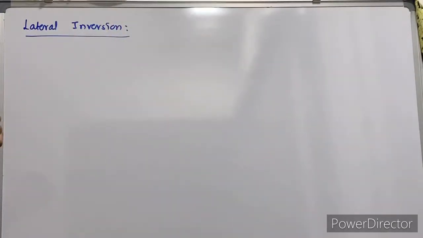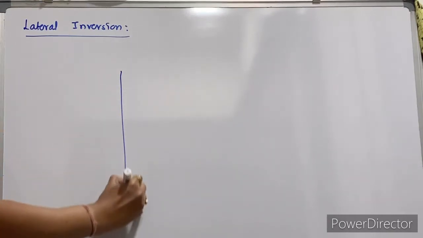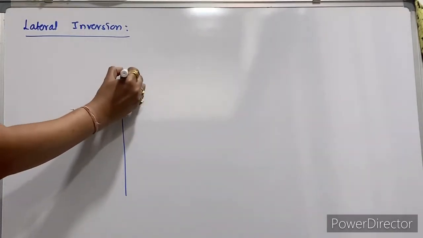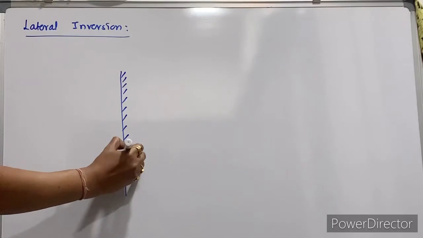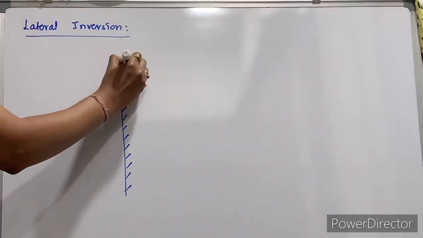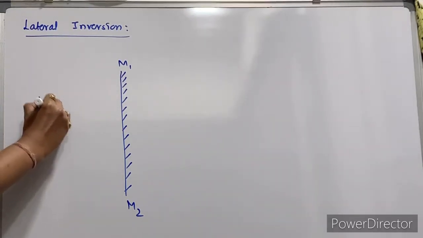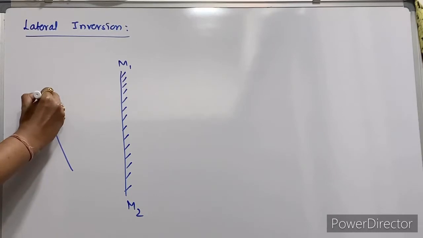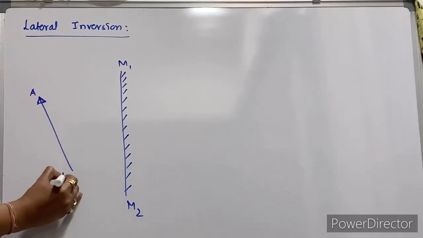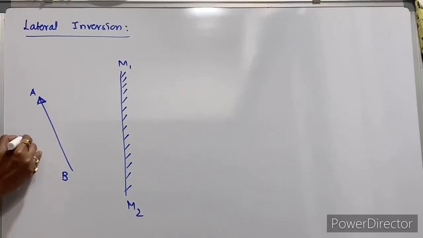For that part, I will take this as my plane mirror. Let M1, M2 be the plane mirror. Now over here, let's say this arrow is my object. I will call this arrow AB, my object.